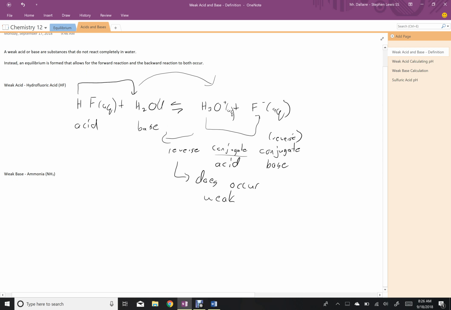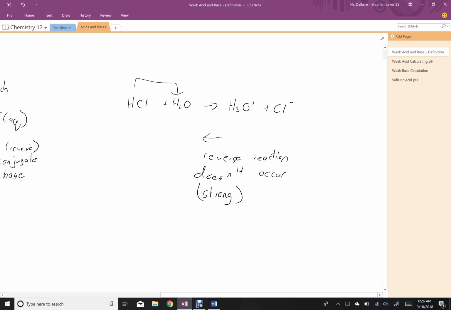What that means then, because both the forward and reverse reaction happen, is that you will not get as much hydronium, whereas since only the forward reaction happens with HCl, all HCl is converted, or used to make hydronium.